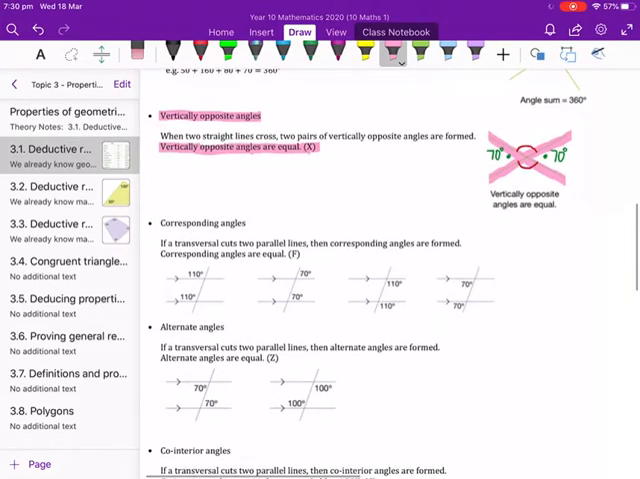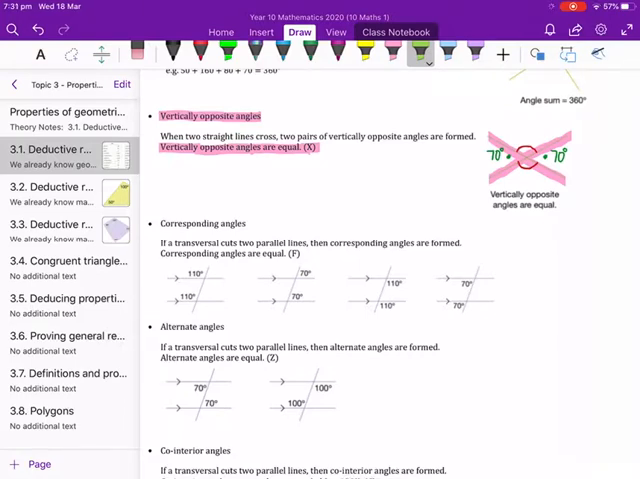Moving on to parallel lines. So what we know about parallel lines is that they are two straight lines that never meet or never touch. They are always the same distance apart from one another. And we have this transversal, which is a line that cuts the two parallel lines at a point. So we have three types of reasonings for parallel lines.